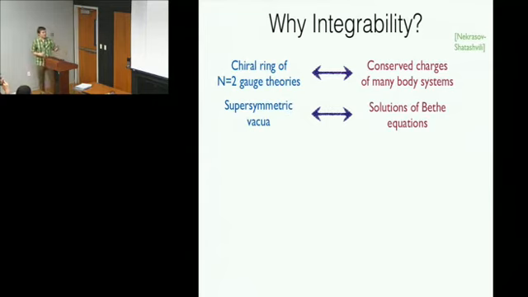Now, the second part of the title: so why integrability? There are interesting results by Nekrasov and Shatashvili, based on works by many people before, who draw a correspondence between the chiral ring, or observables, of n equals 2 gauge theories and conserved charges in integrable systems or many-body dynamical systems. In particular, what is important is that the supersymmetric vacua of n equals 2 theories are in one-to-one correspondence with the solutions of some equations of these integrable models, which are sometimes called Bethe equations.